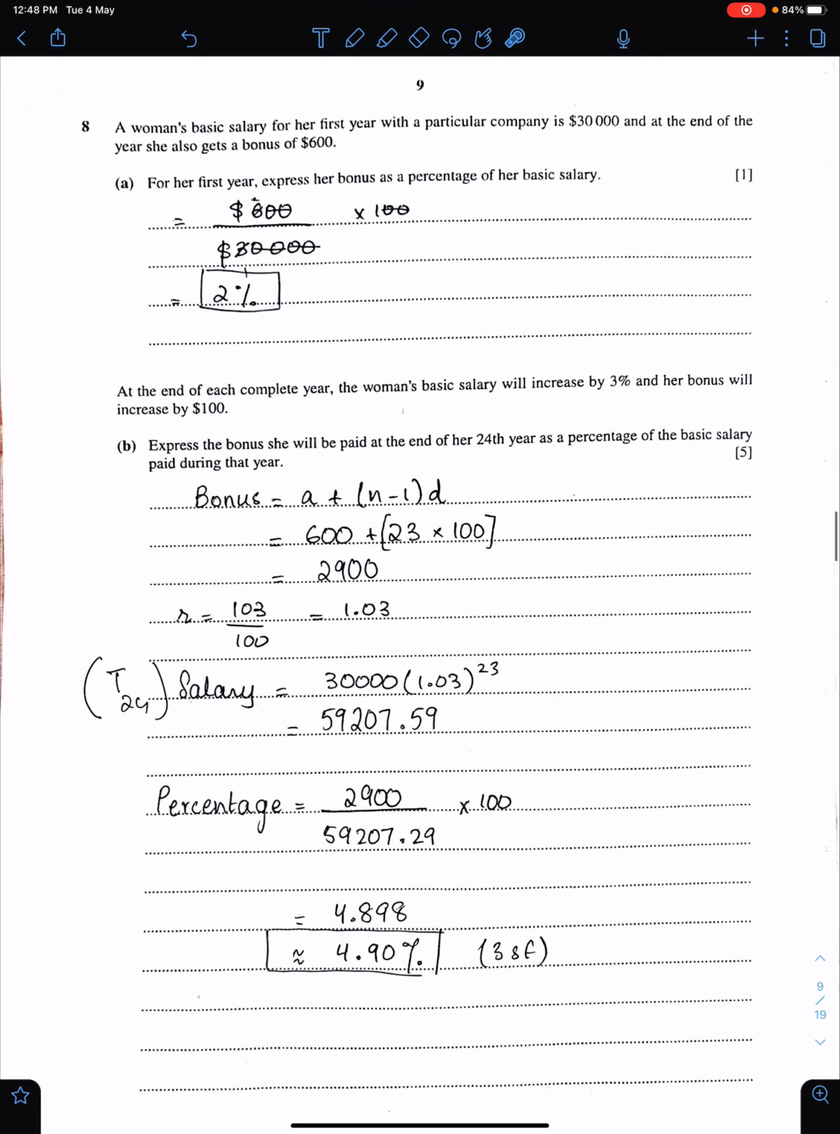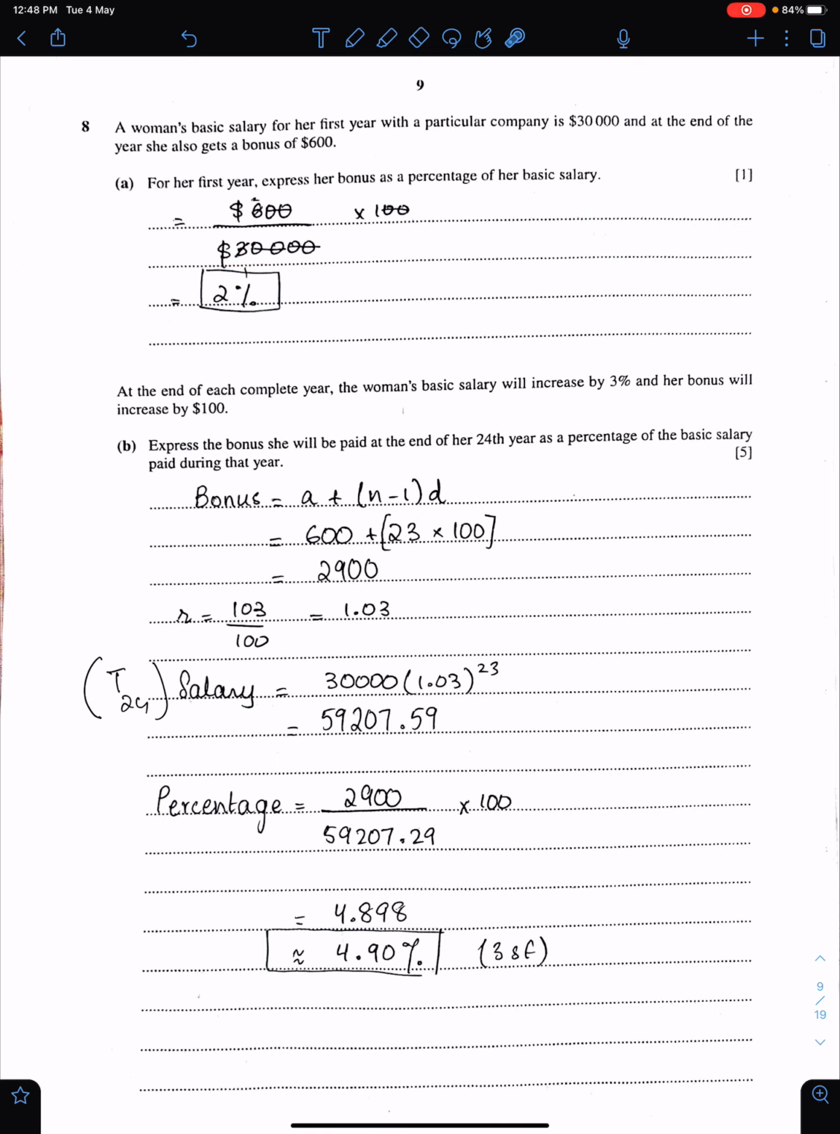Next question, 8. A woman's basic salary for her first year with a particular company is $30,000. This is a, the first term. And at the end of the year, she also gets a bonus of $600. For her first year, express her bonus as a percentage of her basic salary. This is simple. This means 600 bonus upon salary, which is 30,000, times 100, which is 2%.